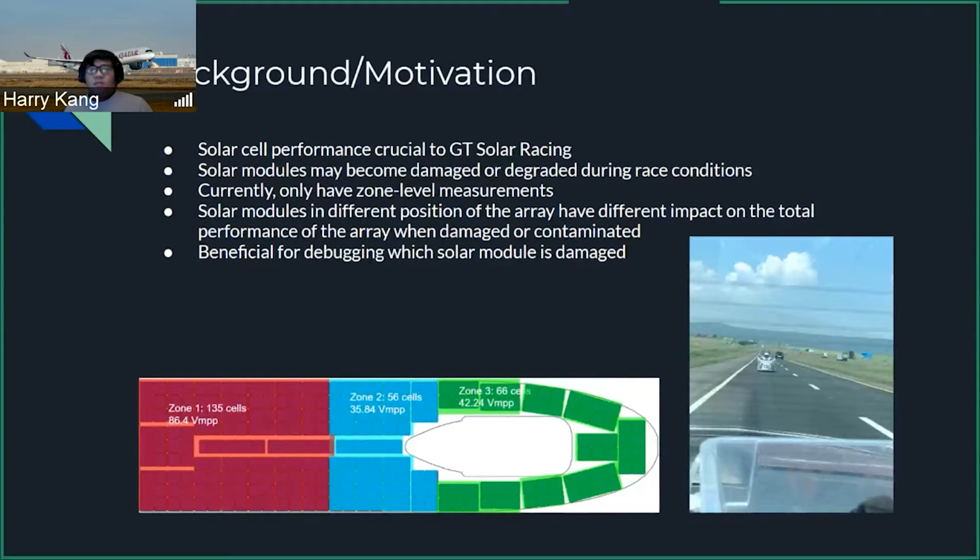However, that's not the granularity that we want for a more accurate simulation of the array behavior. This is due to the fact that solar modules in different positions of the array will have a different impact on the total performance. For example, a solar module at the very middle of zone 1 will have a much larger impact than a solar module at the edge of zone 1 due to cosine loss, or the respective angle to sunshine. Another side benefit of developing this system is that it's much easier to debug which solar module is damaged or degraded, and we can replace them in time.